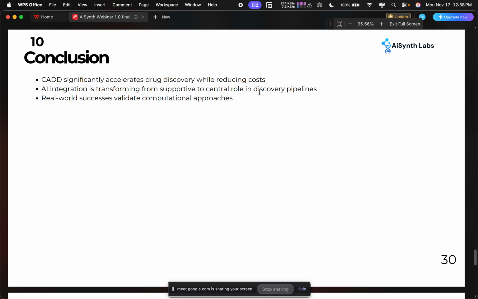So, conclusion: it significantly accelerates drug discovery while reducing costs, and it is transforming from supportive to central in drug discovery pipelines, and real-world success validates computational approaches. We've seen about 5 examples of drugs that were a success using computational approaches. So that's it for today's webinar.